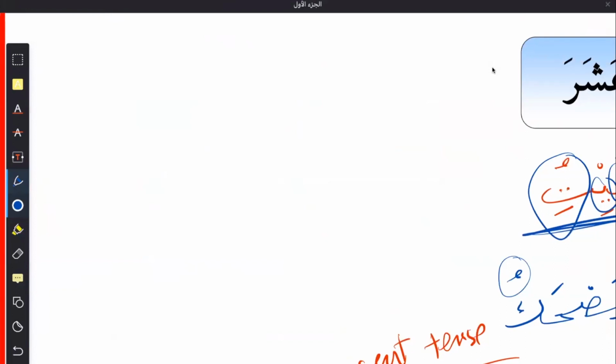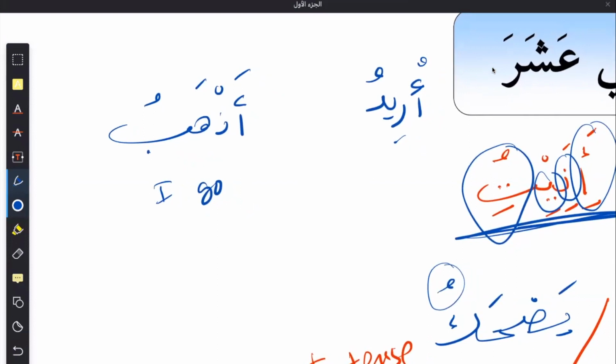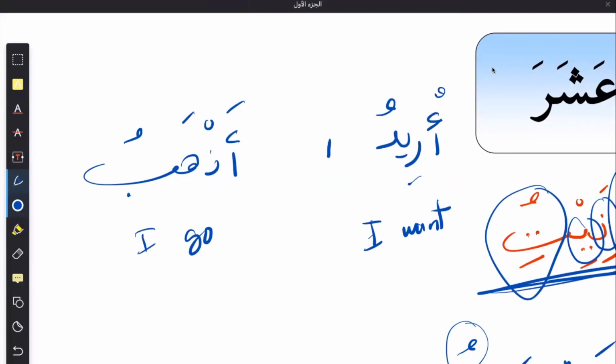So when you say adhabu, remember, we also got a verb, uridu. What is uridu? I think we just got it recently. I want, excellent. In English, we don't say I want, I go, or I want to go. What do you say in English? We say I want to go. In Arabic, we also need this to. This to is an.